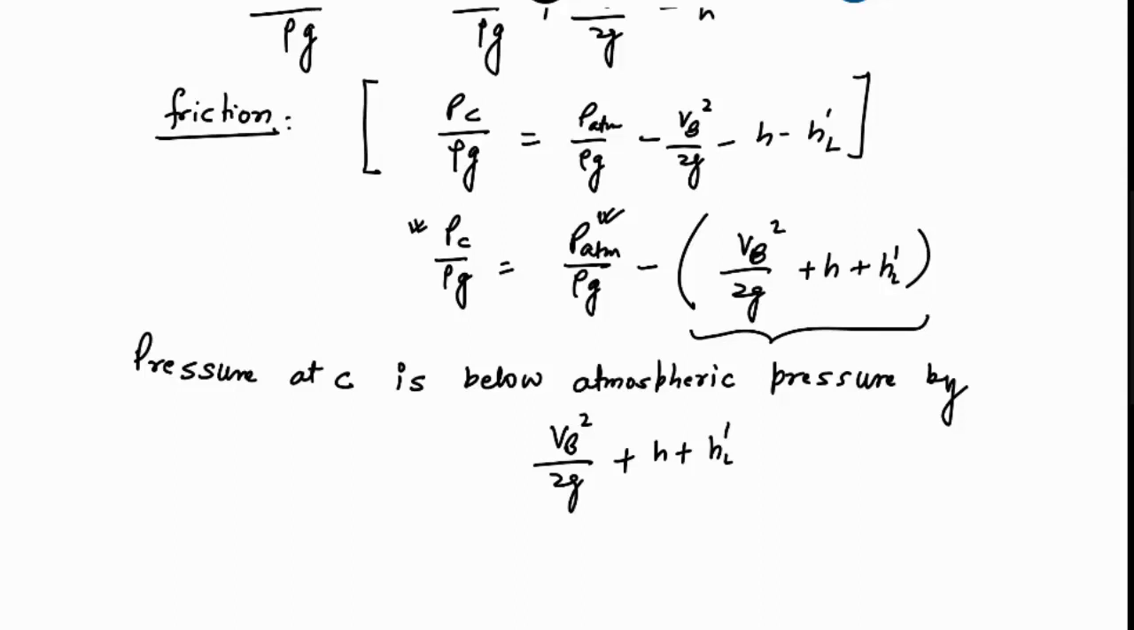So where do you think in the pipe you will have the minimum pressure? We basically calculated at point C. You have other points also inside the pipe. At which point do you think you will have minimum pressure? So at which point will you have minimum pressure?